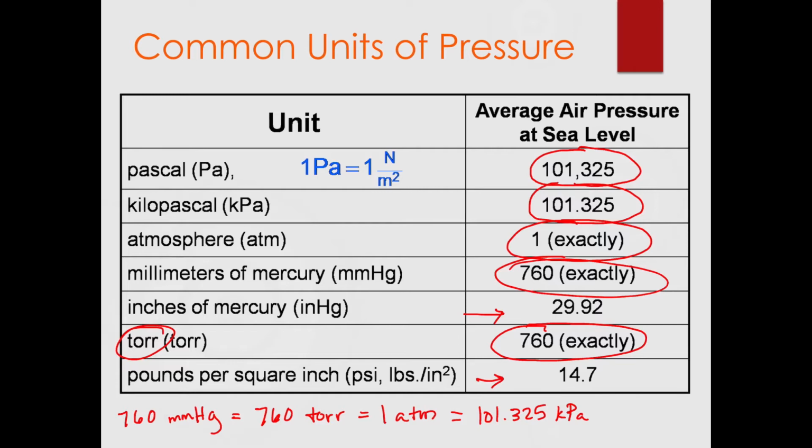You need to know 760 torr is equal to 760 millimeters of mercury, which are all equal to 1 atm, which is the same as 101.325 kilopascals, or 101,325 pascals. Okay, all of these are the same, and we can use these equalities to convert between different units of pressure.